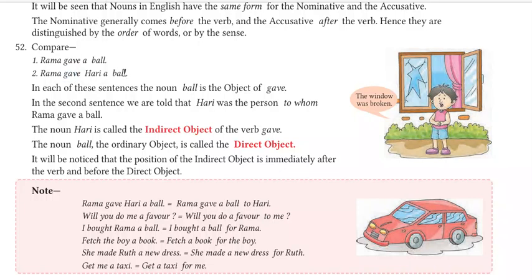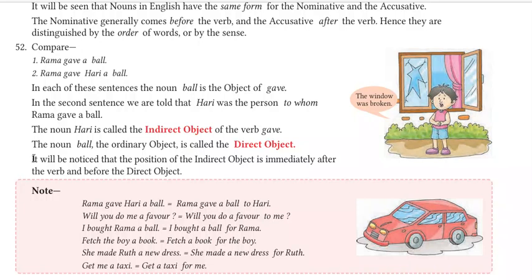Rama gave a ball. What did Rama give? Rama gave a ball. So it means a ball is your direct object, while Hari is your indirect object. The best way to identify the direct object is to put "what" with the verb, and whatever gives the answer will be your direct object, and the rest is the indirect object. Here the noun Hari is called the indirect object, while the ball, an ordinary object, is called the direct object.